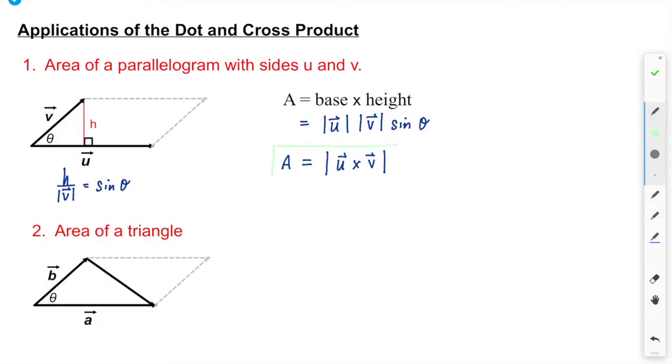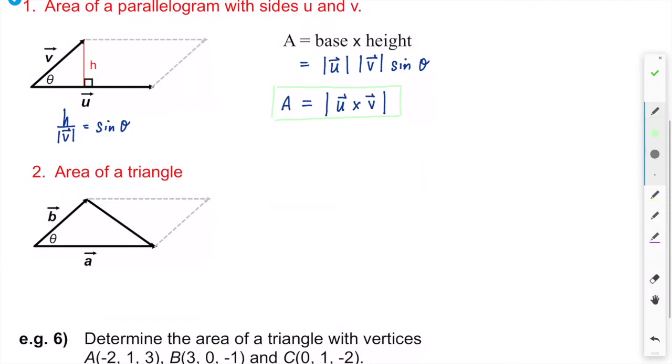So let me box this. And so we can extend this to see how we can find the area of a triangle. Well, the area of a triangle is technically half of a parallelogram, right? So I can now say that the area of a triangle is 1/2 of a cross b in this diagram. Okay.